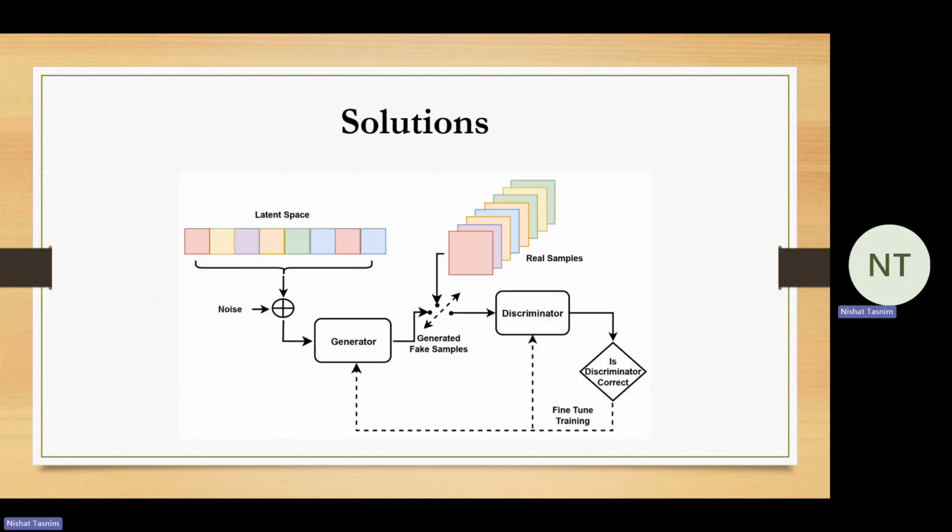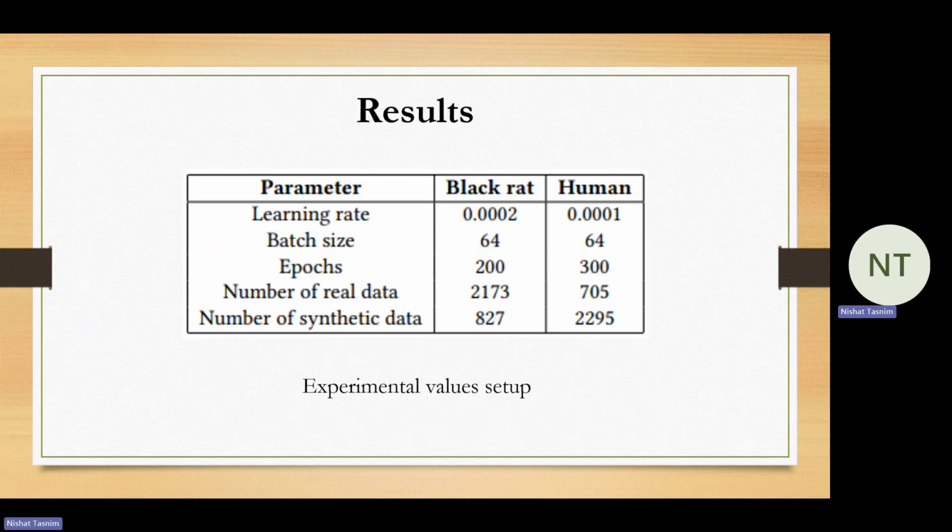To address these limitations of genomic data, we developed a conditional generative adversarial network to enhance the amount and diversity of genomic data by transforming samples already in the data rather than collecting new samples. The number of raw DNA data for rats was 2173 and we generated 827 synthetic data. The actual data was 705 for human and the generated data was 2295.